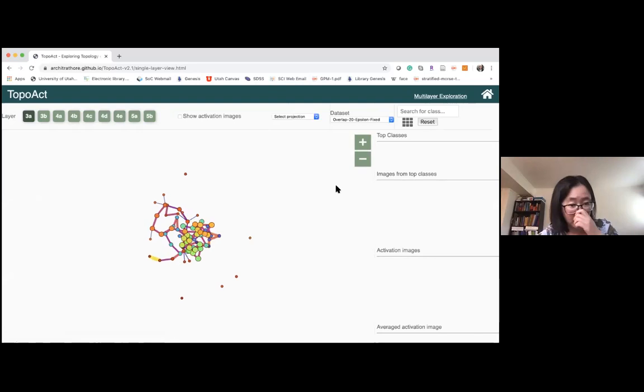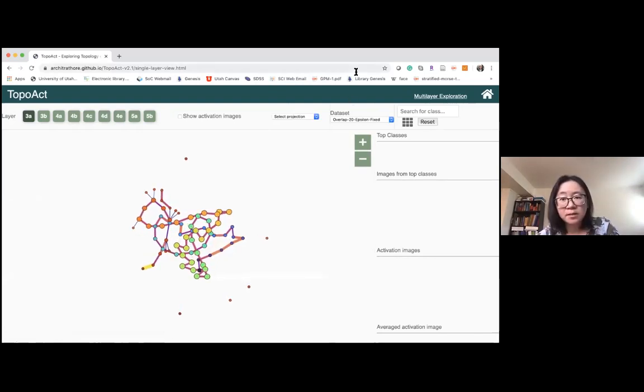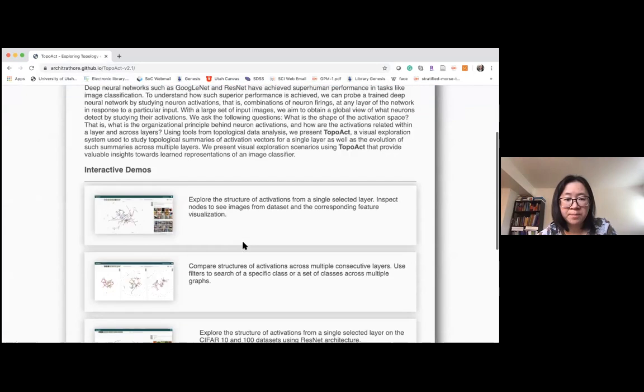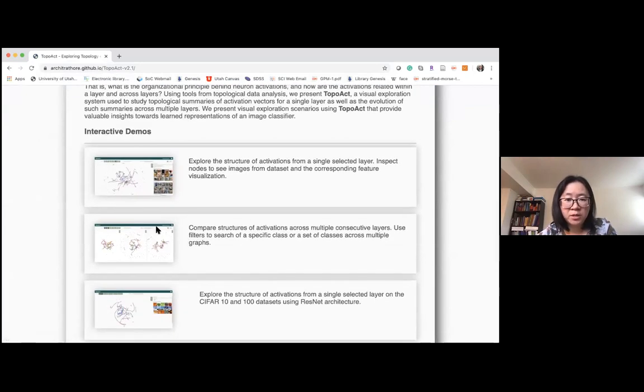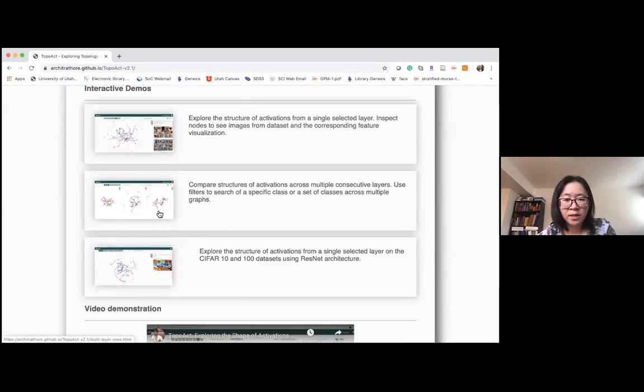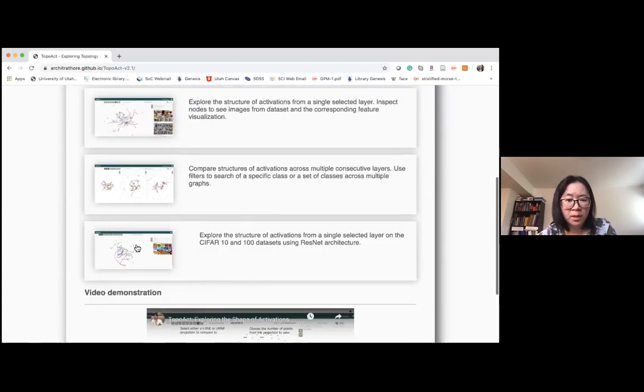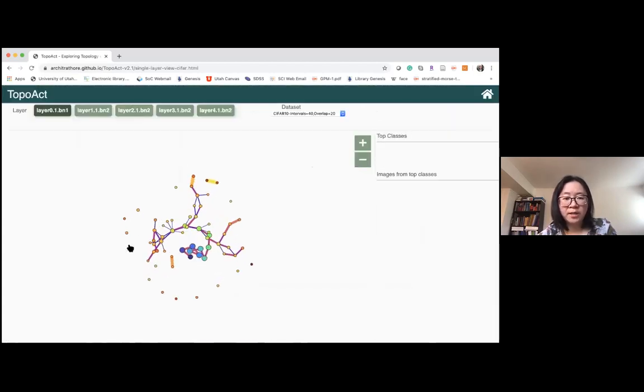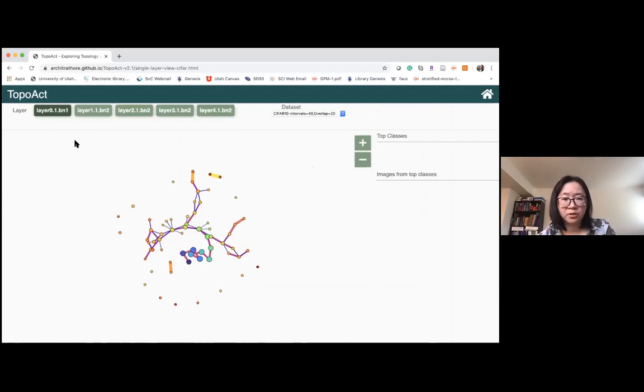And that's that. Everything is open source and this tool is also deployed, so you can play with it. If you go back to the landing page, you can go straight into multi-layer and single layer. There's a video demo. And finally, the other architecture that I mentioned before is ResNet, which is much simpler. It only has 5 layers, but again, you can do a similar thing.